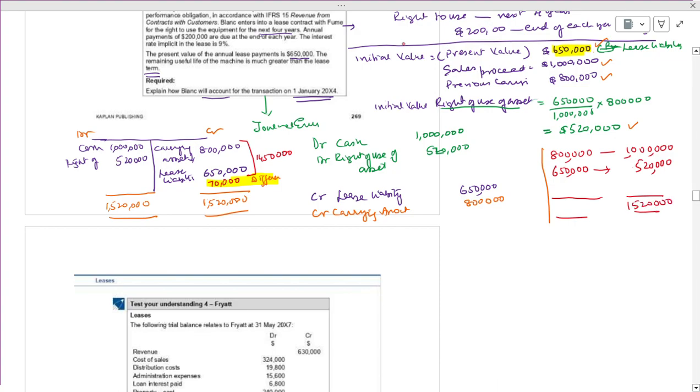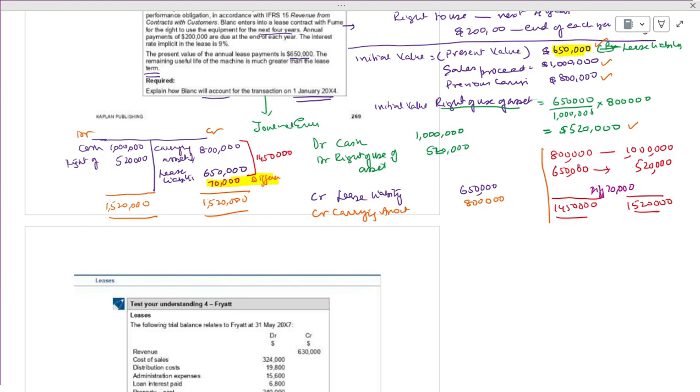You have gained 150,000. How much have you paid? How much has it decreased? 150. Okay. The difference is 70,000. Is it a gain or a loss for you? Gain. Understand? I am asking with all three. Is it right?